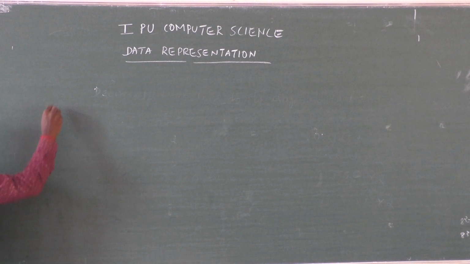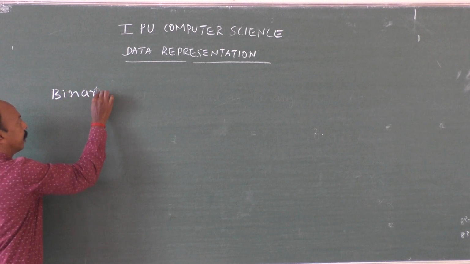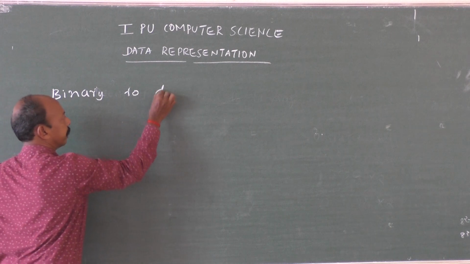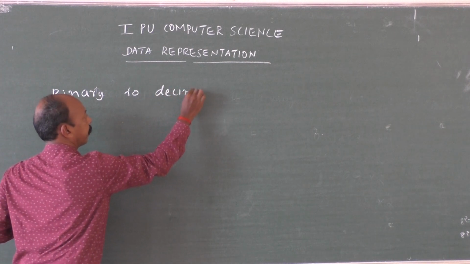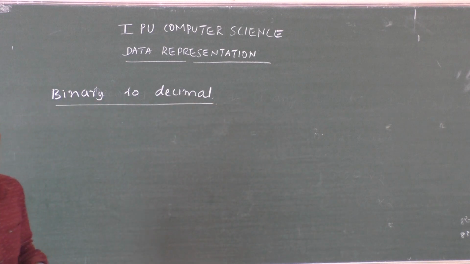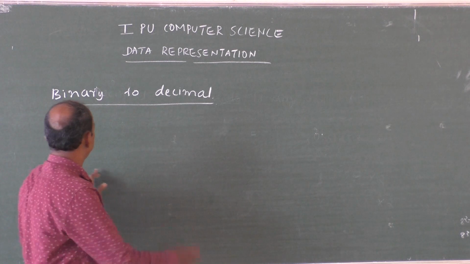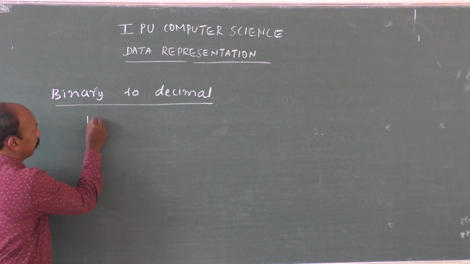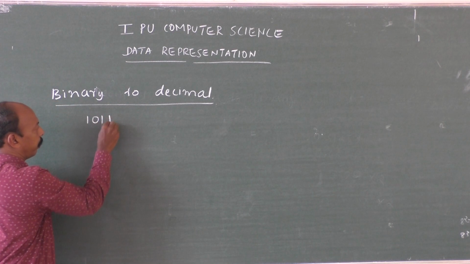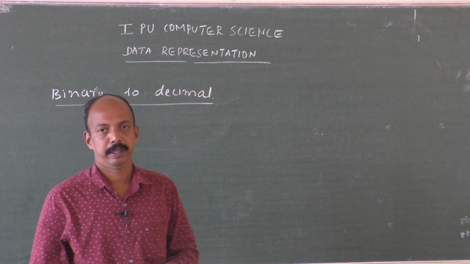Next one, binary to decimal. Binary to decimal. Let us take any number, for example, 1, 0, 1, 1. How to convert this to decimal?